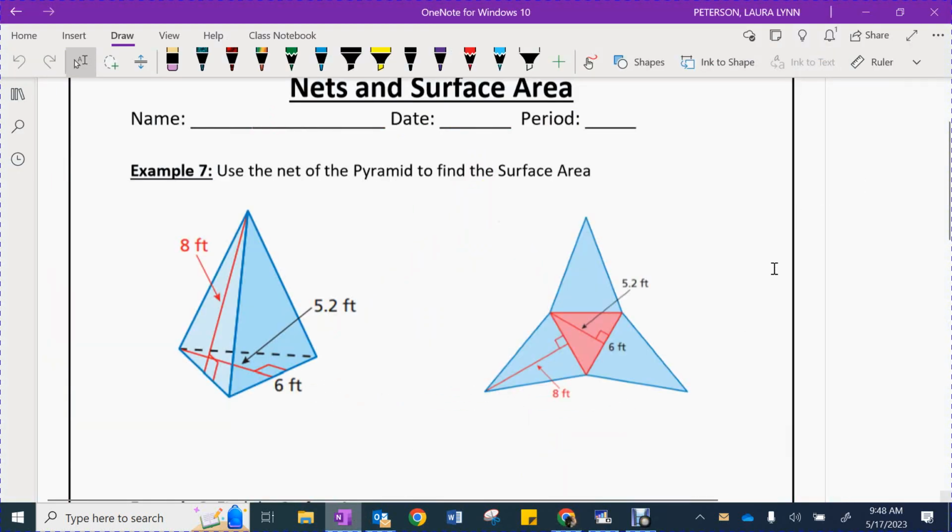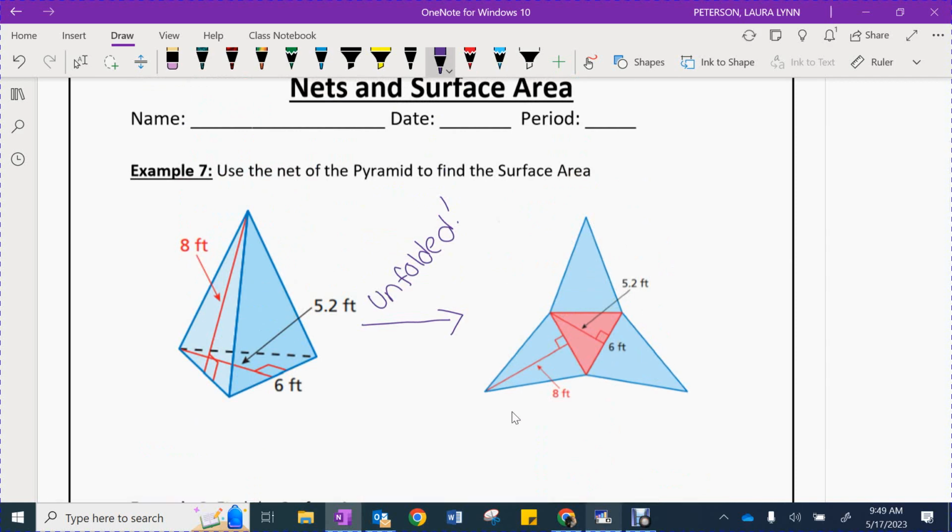So let's go to our actual problems. We have this 3D version of our pyramid. The bottom is a triangle, but what's nice is that it's been unfolded for us. So on your piece of paper, draw an arrow from the 3D shape to the flat shape and write unfolded. To find the surface area of our pyramid, we're going to find the area of all the triangles. Now on my screen you can see it's color coded. I know on yours it's not because you don't have a color copy, but you'll still get the idea.